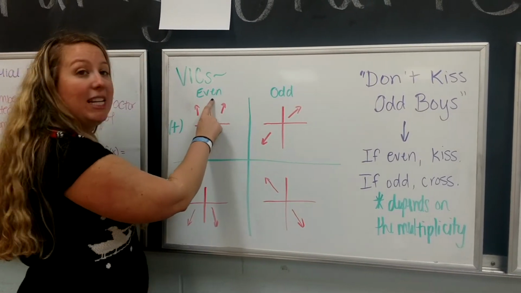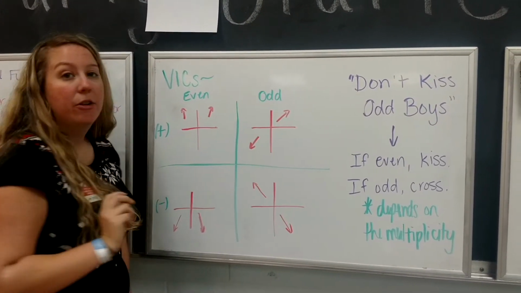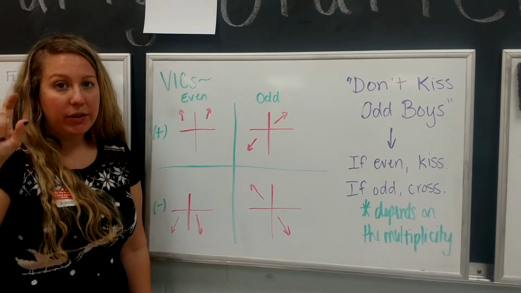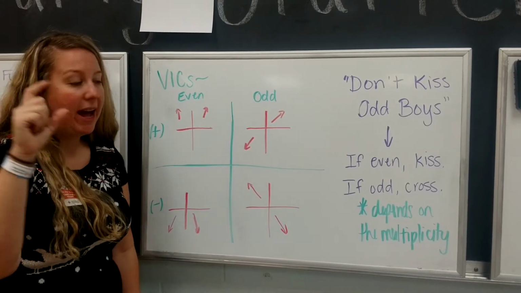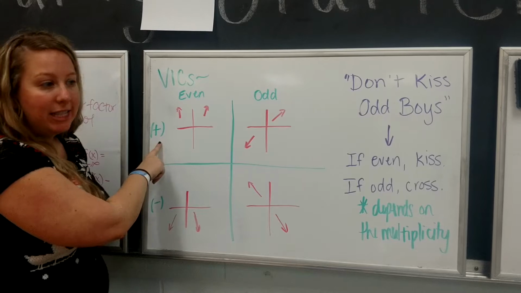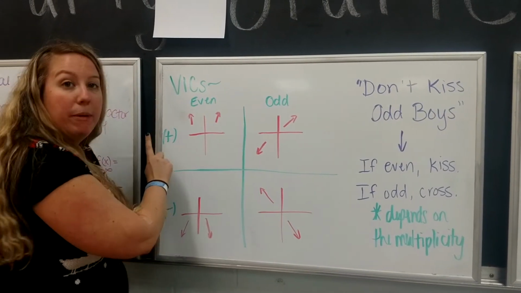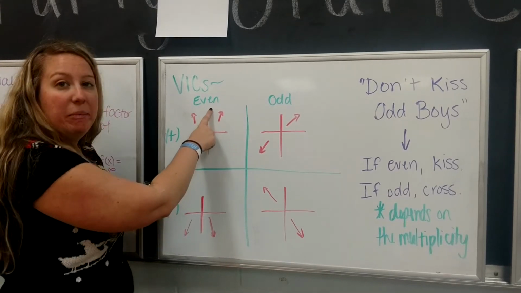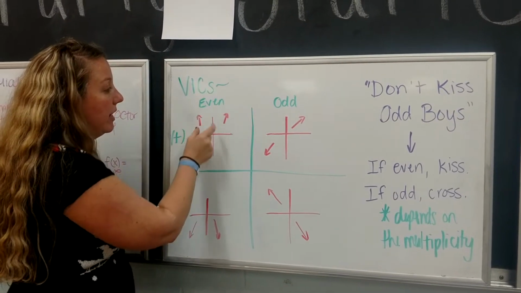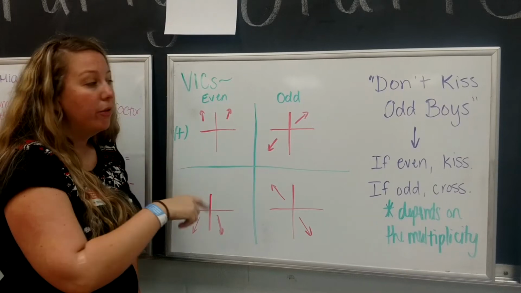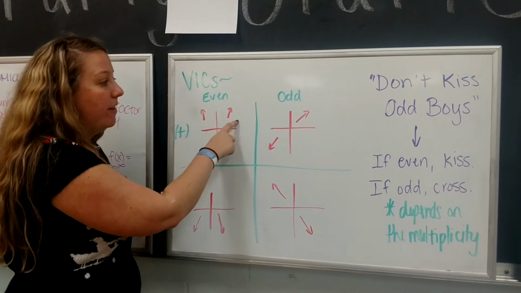So we have either an even polynomial or an odd polynomial based on the degree, the first degree you have. Then you can either have a positive leading coefficient or a negative leading coefficient. So if you have a positive leading coefficient and an even polynomial, both of your ends are going to go up. So both your limit statements are going to go to positive infinity.